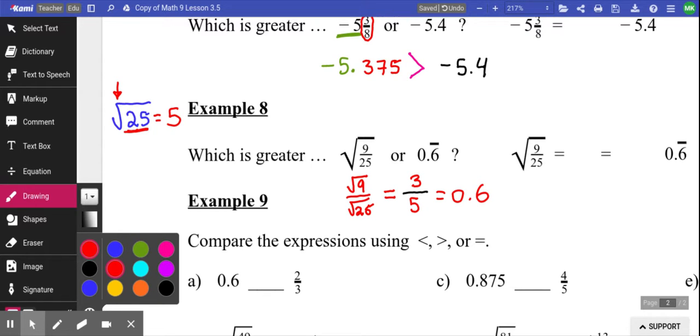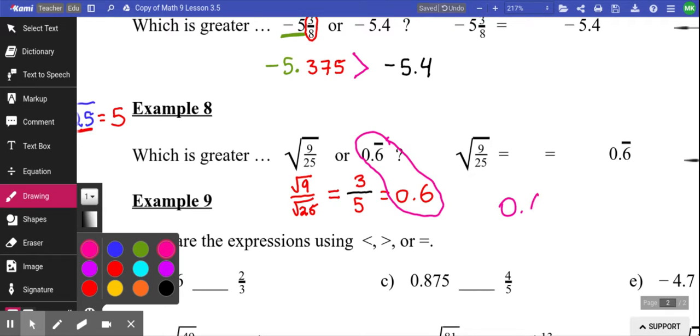And now I want to compare which number is bigger, 0.6 with a line over it or 0.6? Why is 0.6 with a line over it bigger? Yeah, the line over it means keep going, right? So that's really 0.666666666, going on to infinity. That means that's the bigger number. So 0.6 is less than 0.6 with a line over it.